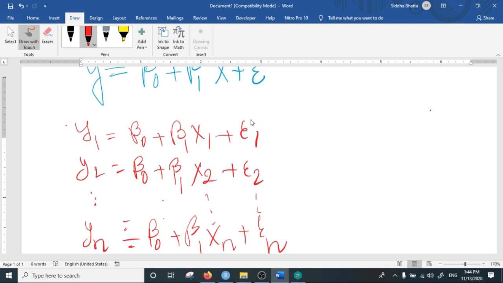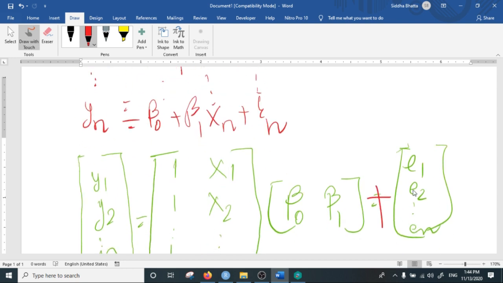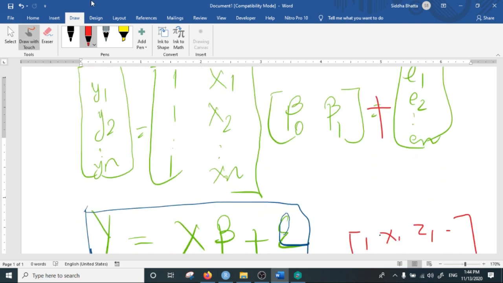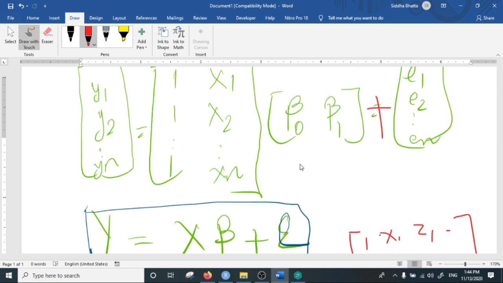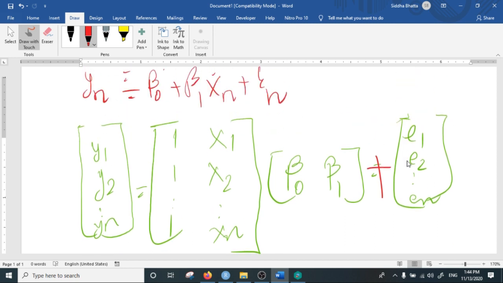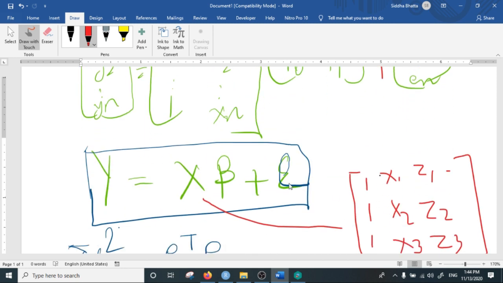Then, plus, we can separate the observations of the error terms into a separate vector, and we can name this column as the y vector, this as the x matrix, this as the vector of parameters beta, and this vector as the vector of error terms.